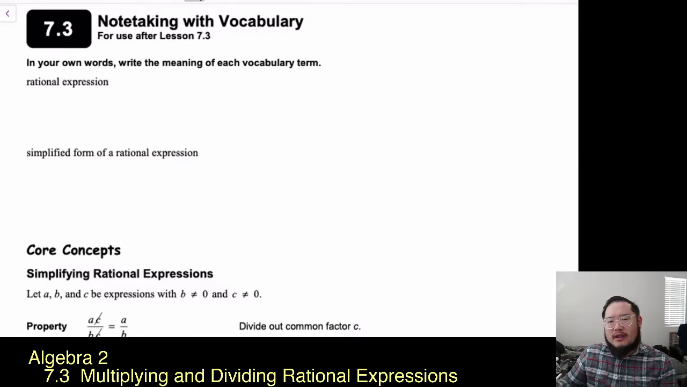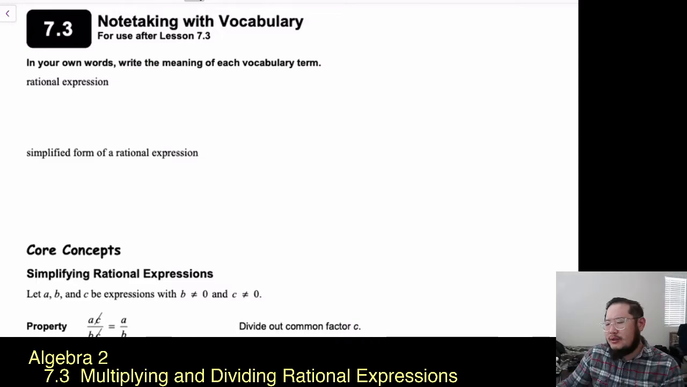Another key thing right here is in our denominator, we've got to remember we cannot have our variables end up equaling zero, because whenever we divide and we have zero in the denominator, that means it's undefined. So those are things to look out for as we begin this section. Let's take a look at these core concepts.